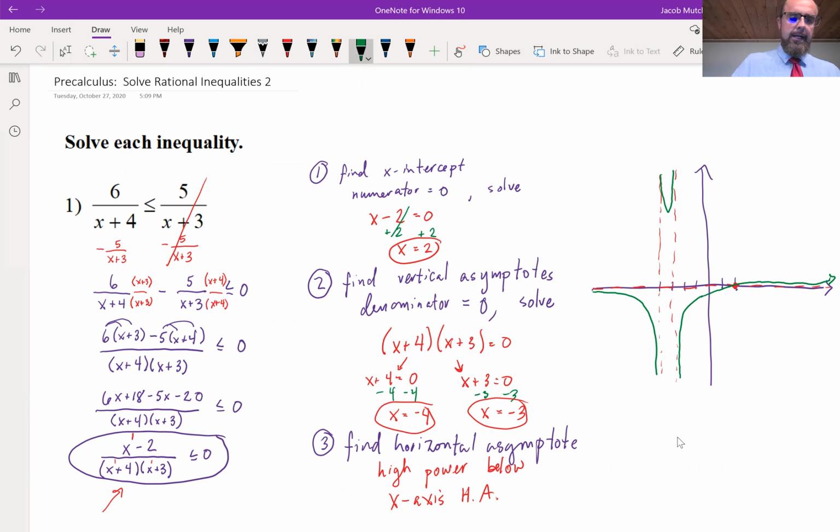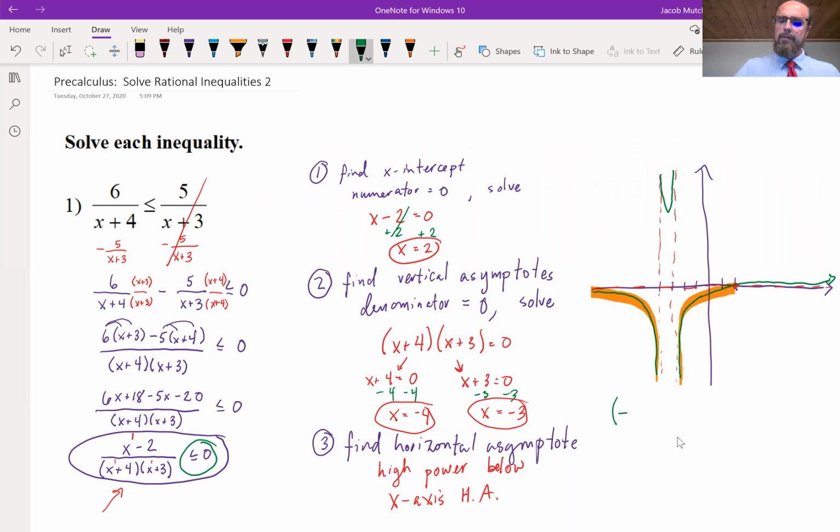So I just need to go back and look and say, I'm looking for where this function is less than or equal to 0. So the places on the graph where it is below the x-axis include this left-hand piece. Does not include that piece between -4 and -3, because that's above the x-axis. That's greater than 0. But it does include this right piece all the way up to 2, but not past 2, because those values become positive. So I'm going to record my solution set.